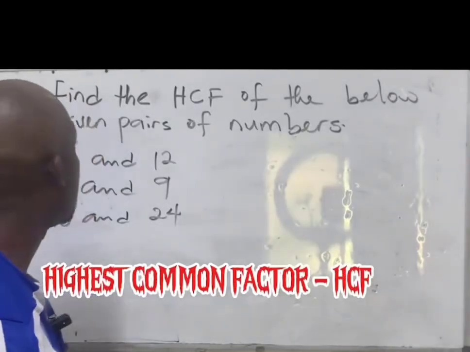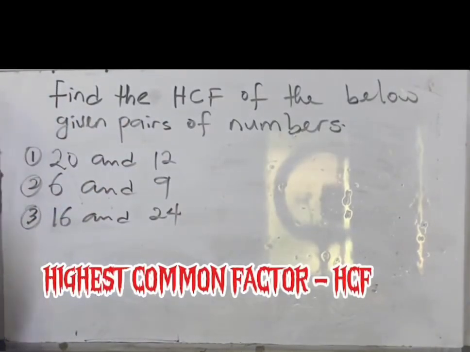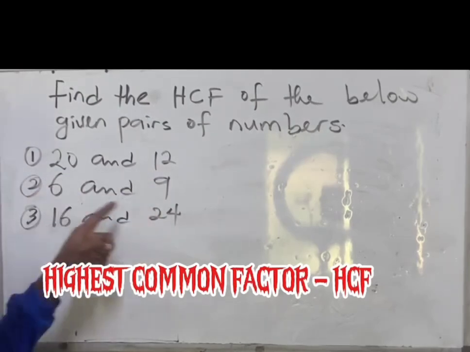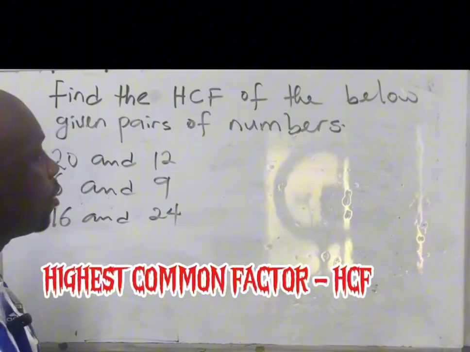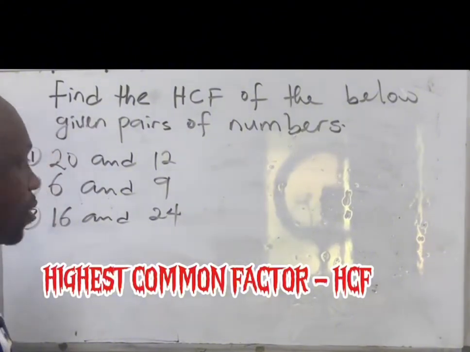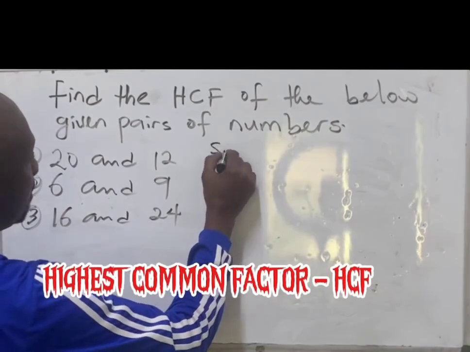All right, so we have been asked to find the HCF of the below given pairs of numbers. We have 20 and 12, 6 and 9, and 16 and 24. HCF means highest common factors. All right, so let's do that of 20 and 12.